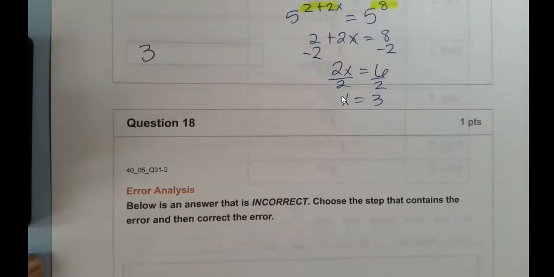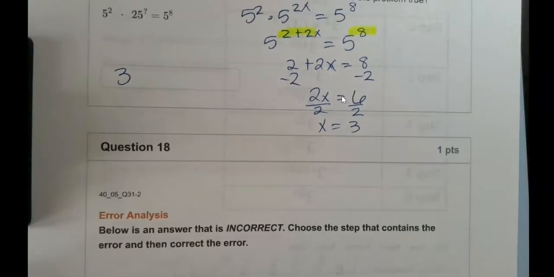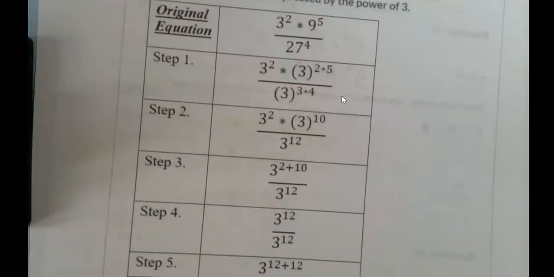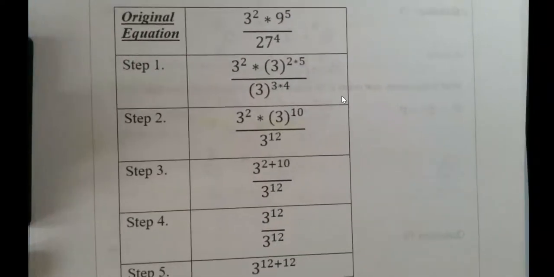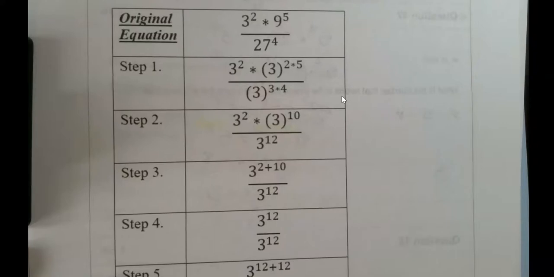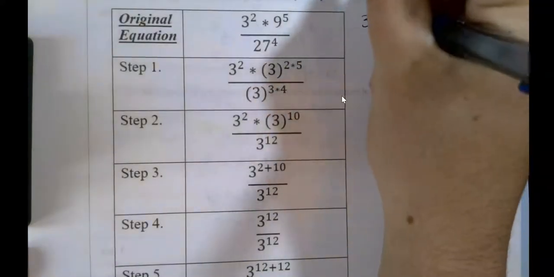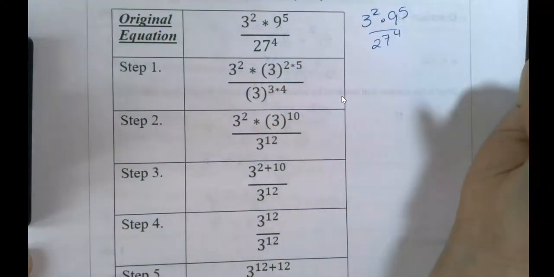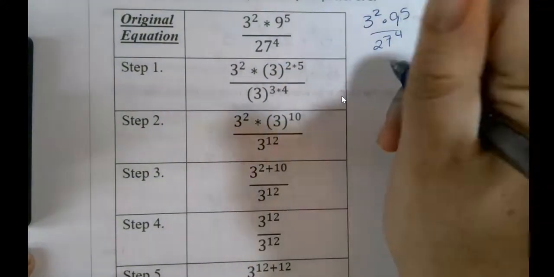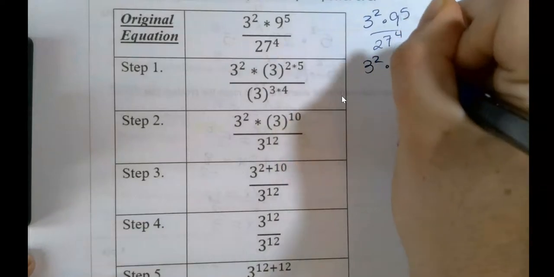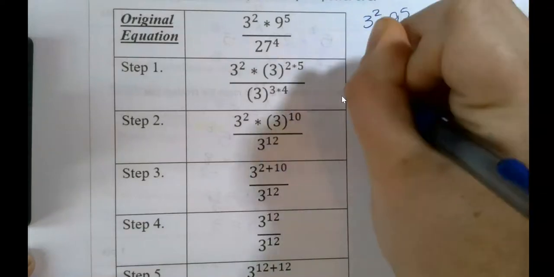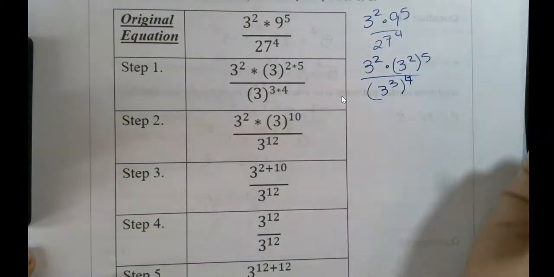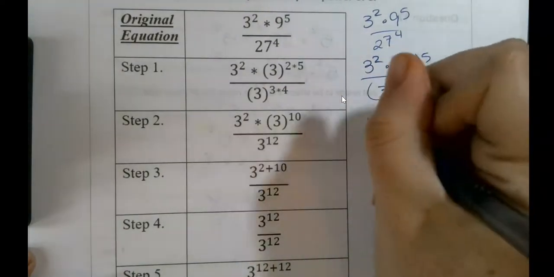Number 18 is another error analysis, so there's another problem with the work. This one shows up on my next page when I printed it out. So here is the work. They have their original equation. So they did 3 squared times 9 to the 5th over 27 to the 4th. Then they rewrote these. So they have 3 squared times 3 squared to the 5th over 3 cubed to the 4th. Then they multiply their exponents.